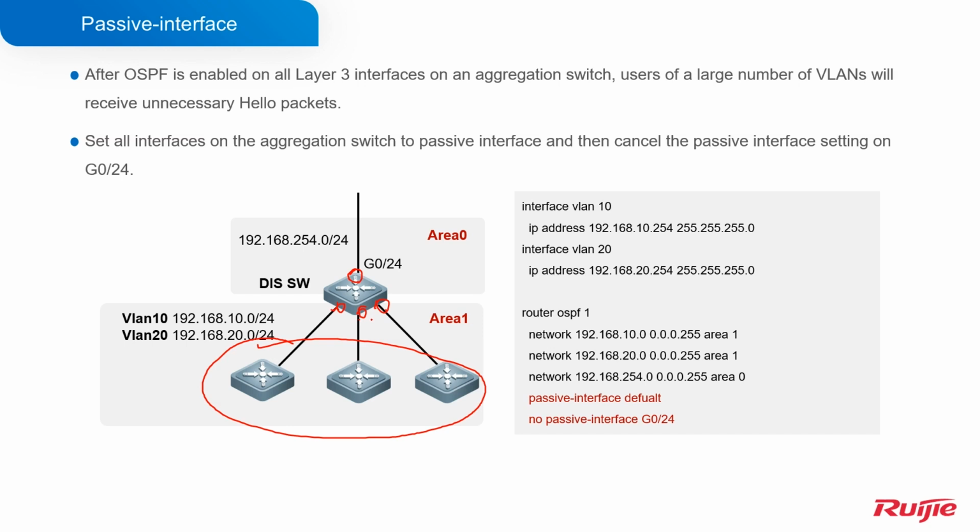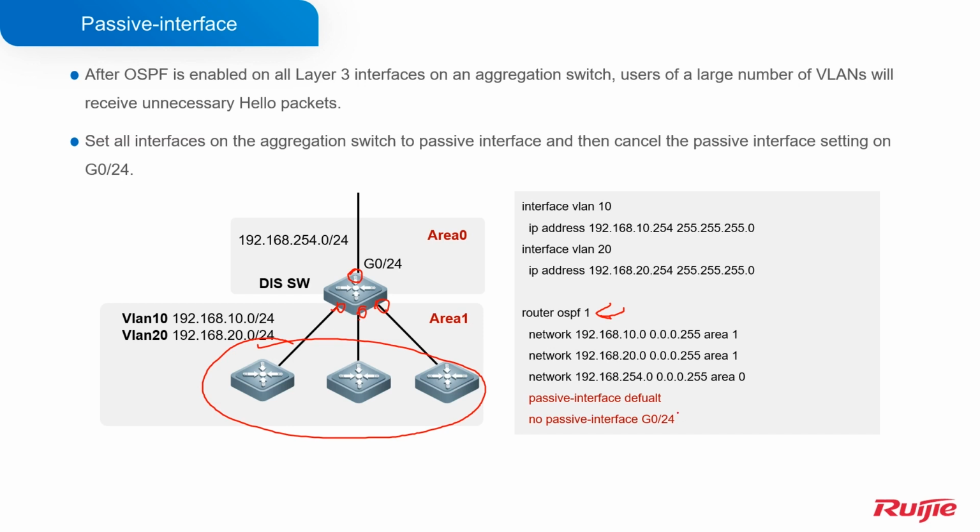So here we can see the configuration. We enter into the OSPF process and use passive-interface default. It means we will set all the interfaces to become the passive interface by default. But we don't want to set the Gigabit 0/24 interface, because this interface is connected to the higher layer device. So we need to build the neighbor relationship. We need to exchange the information between each other and have to receive the hello packet, right? So we add no passive-interface Gigabit 0/24 just for this one interface. We don't set this interface to become the passive interface.